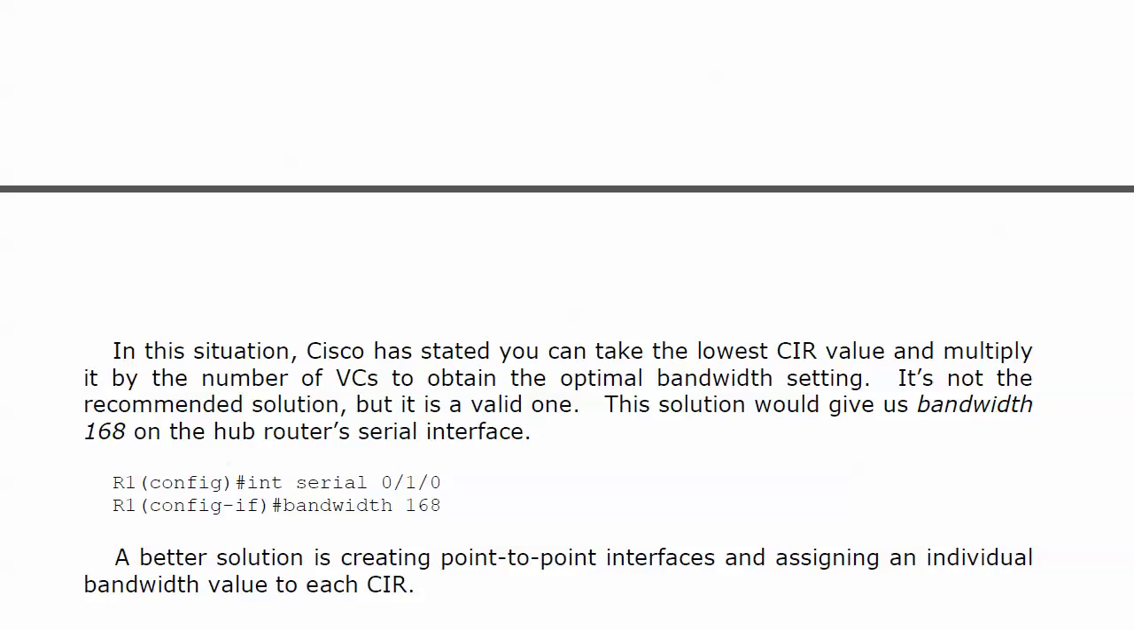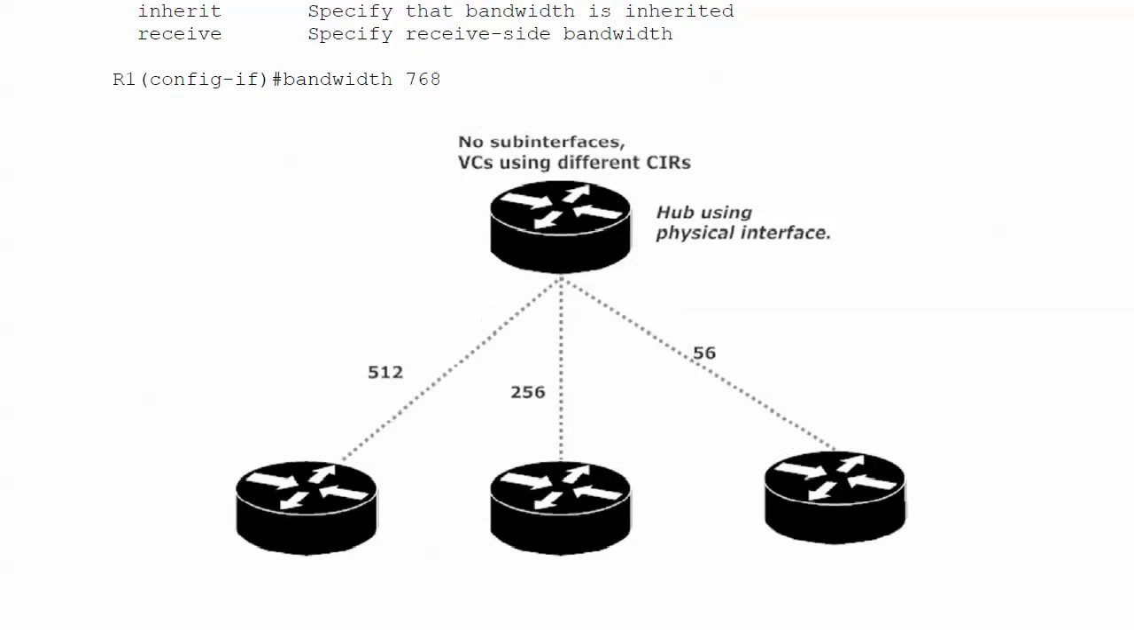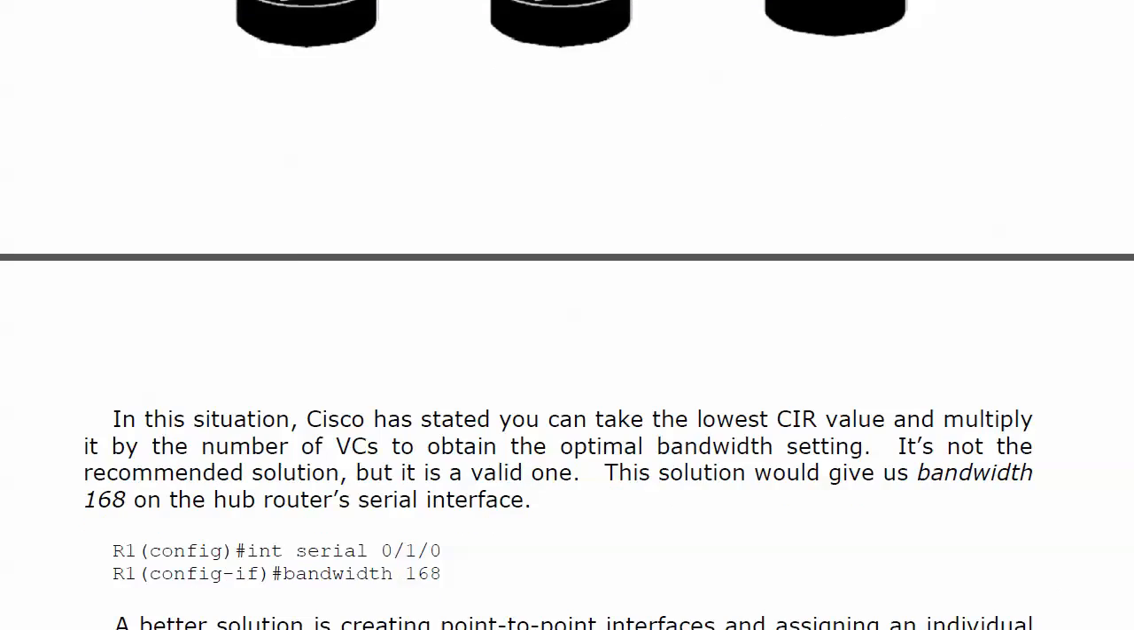It's not just my opinion that this is not the recommended solution. Cisco will even tell you that if you go out and look at some of their PDFs, some of their white papers on this situation and on this command, it'll tell you, hey, you can do this. It's not the best, but you can. And the problem here, of course, is that with bandwidth 168 here, you've got one channel you could be overflowing, and then the other two aren't able to go to capacity because they would be cut back.